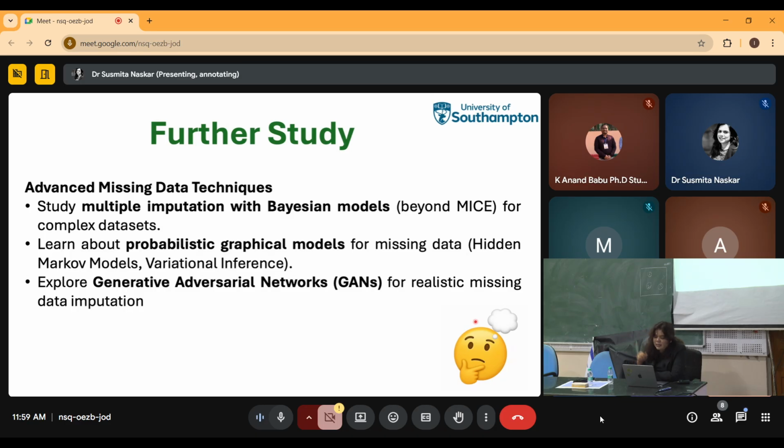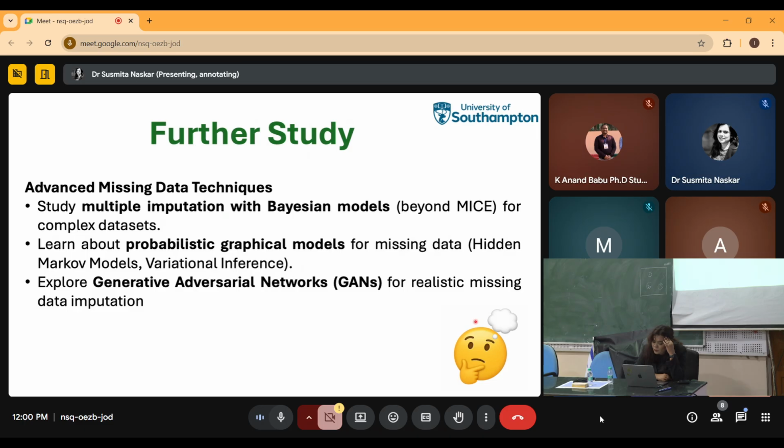And then, as I said, learn about the probabilistic graphical models for missing data, like hidden Markov models and variational inference. That's another important factor. We have talked about the missing data, and how we can generate those missing data. But how about the probabilistic graphical models? There are certain models we do use. Go and try to have a look into that as well.